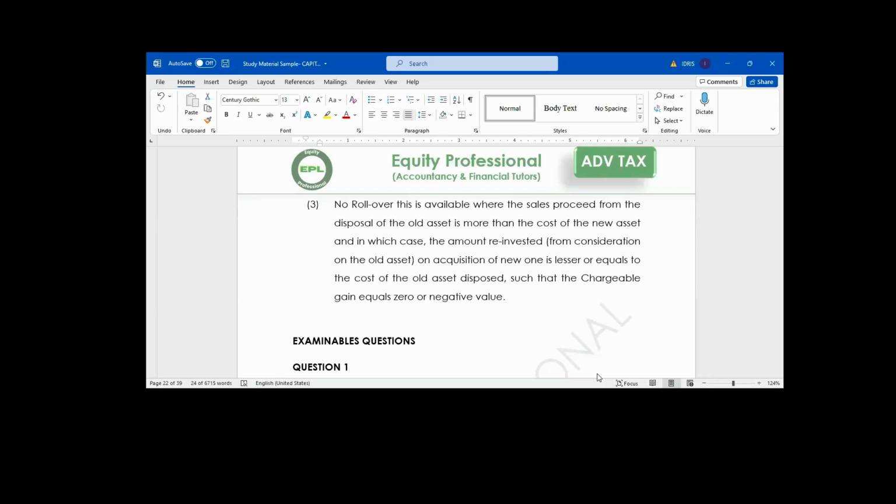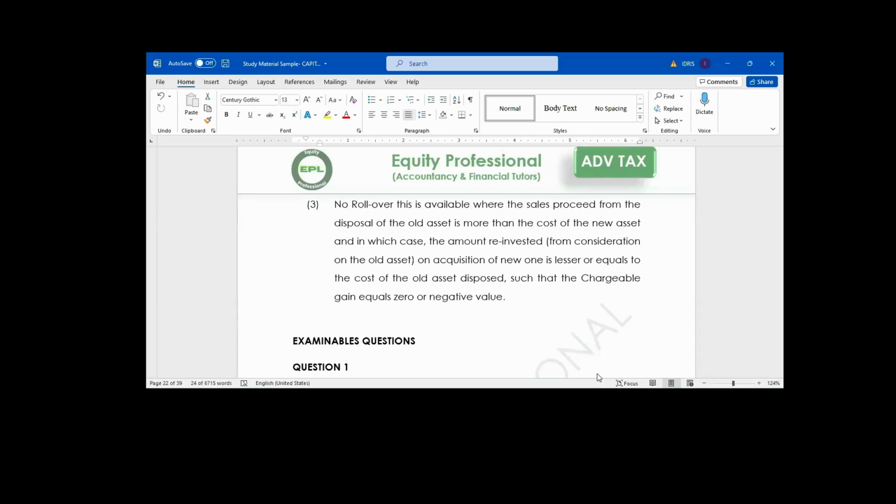Look at this. Sales proceeds of the old asset in the case of this land is 13 million. Cost of acquisition of the old asset is what? 5 million. Amount invested in purchase of new assets is what? 2 million. What type of rollover is that? Partial. No. No rollover, or called nil rollover. It is called what? Nil rollover.